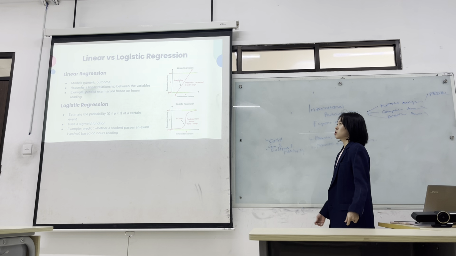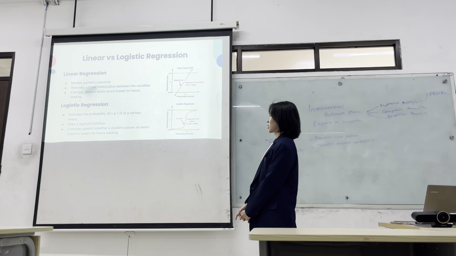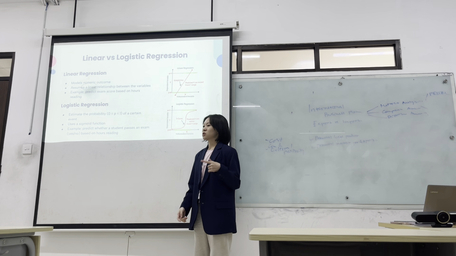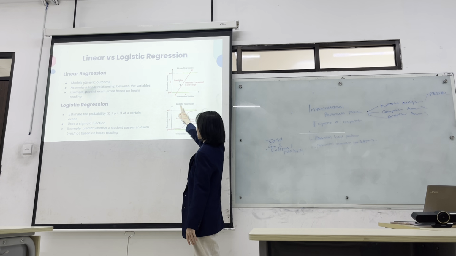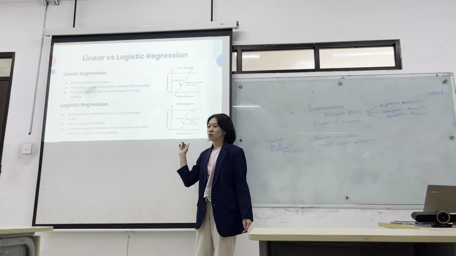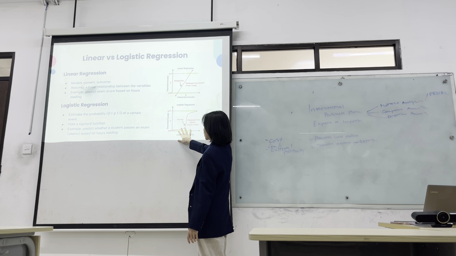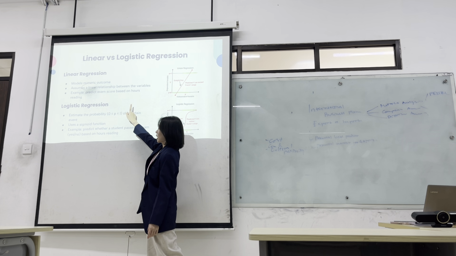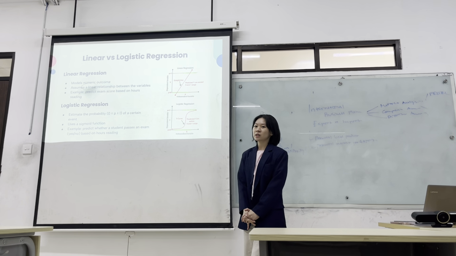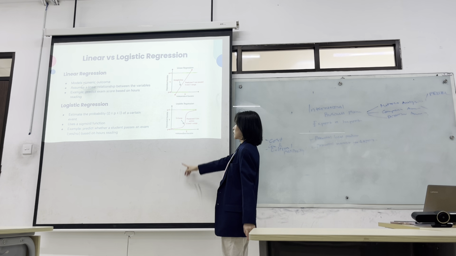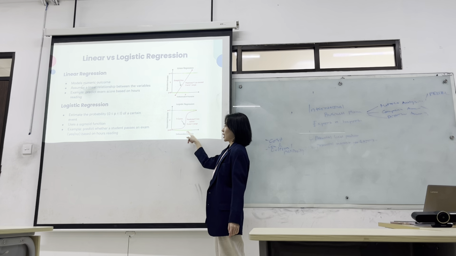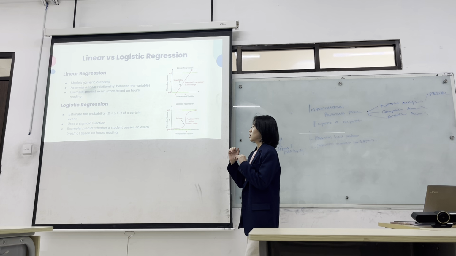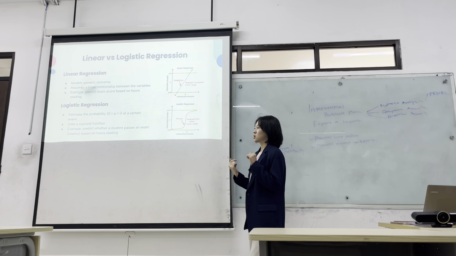And then next we continue to linear versus logistic regression. For linear regression, as you can see in the graph here, it models numeric outcomes, so it is possible to have minus infinite and infinite values for the y. While in logistic regression, it estimates the probability of a certain event, so it has to be between 0 and 1. And in logistic regression, we use the sigmoid function, in which the curve is shaped like an S. No matter what the value of x is, it always maps y between 0 and 1.